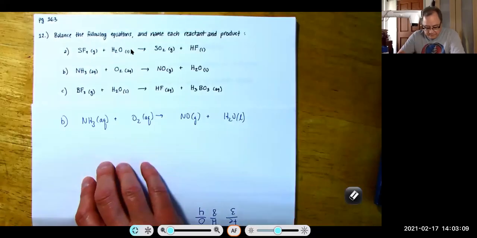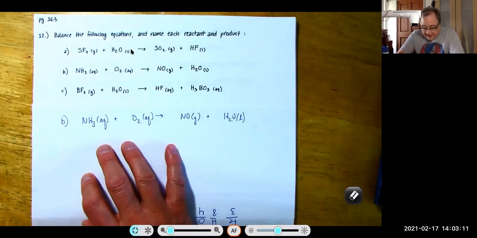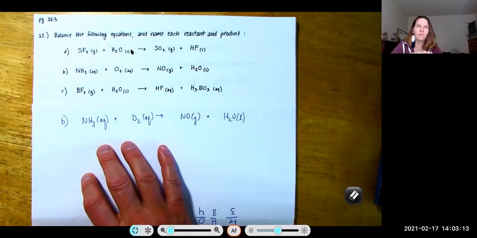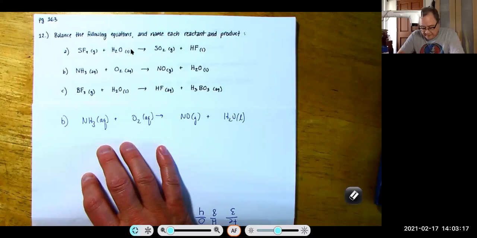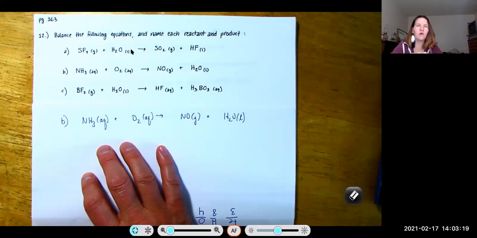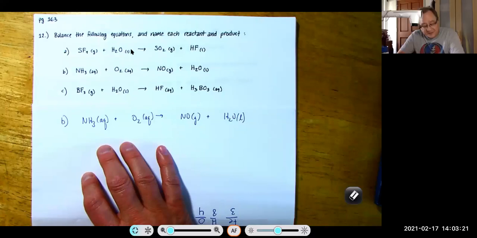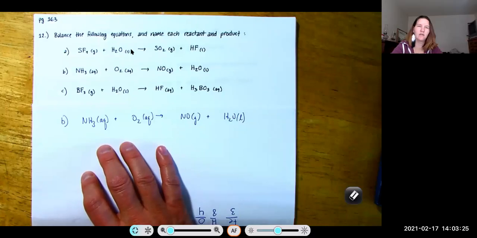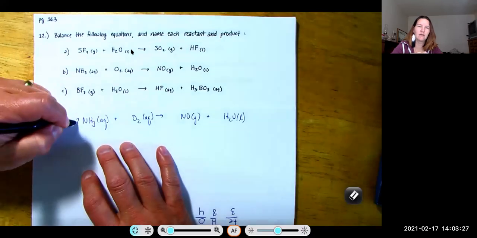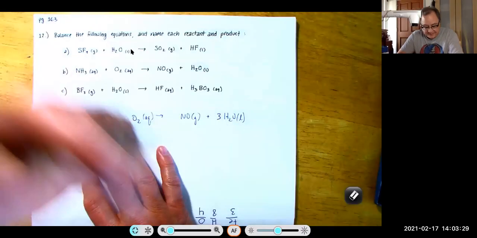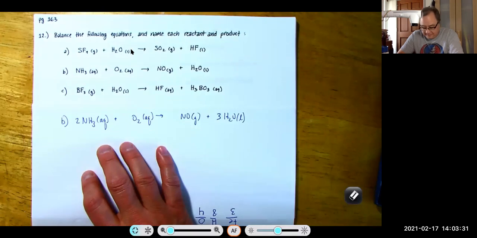Okay. How many nitrogens on each side? 1. How many hydrogens on each side? 3 on the left and 2 on the right. Oh, we ran into this before. This sounds like a 2-3 type of thing, doesn't it? Yes. Like we're going to put a 2 here and a 3 there so that we get 6. Right. Okay. Oh, now we got to go back and do nitrogens.